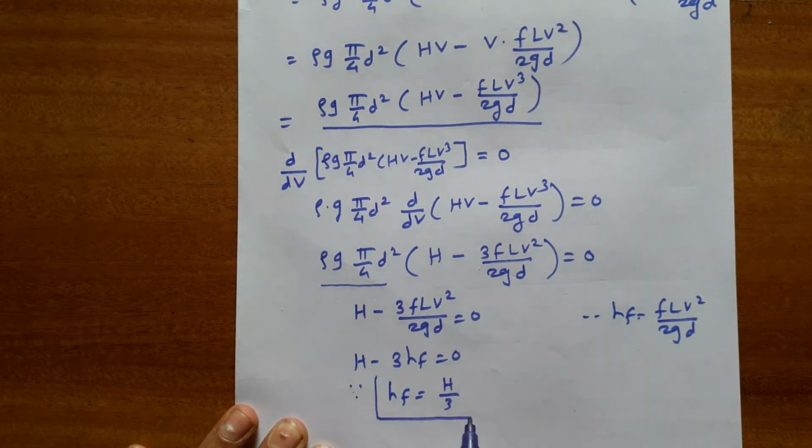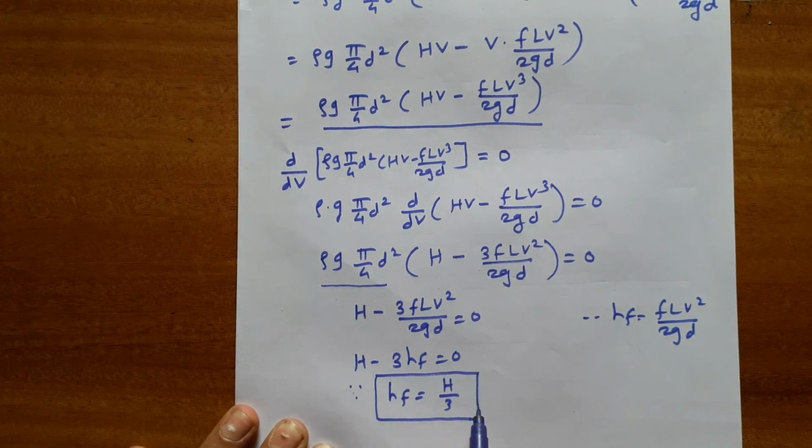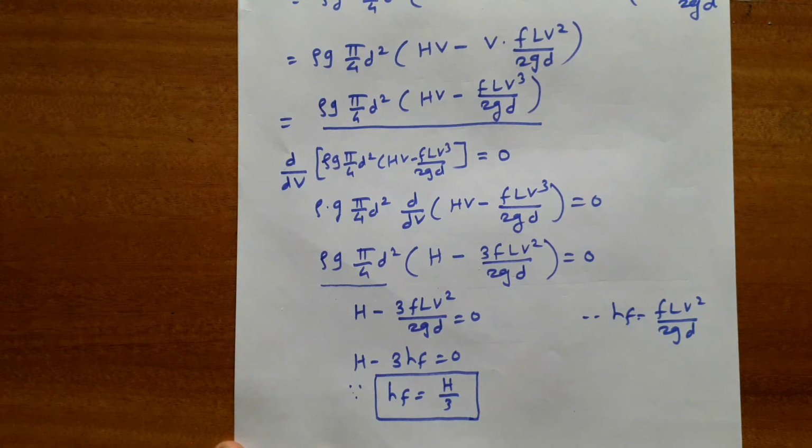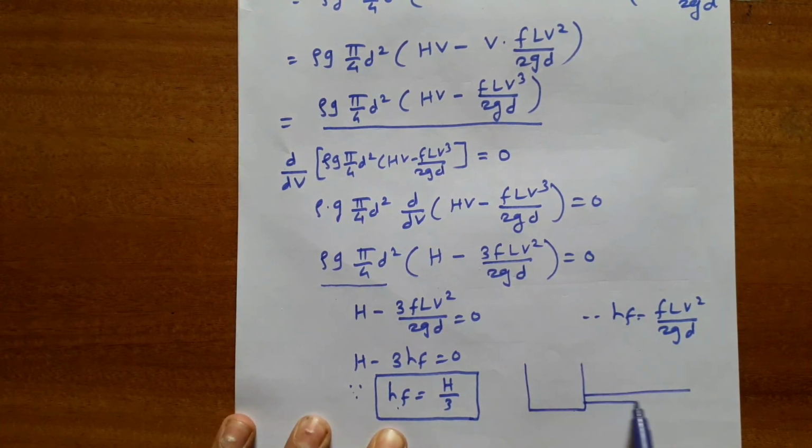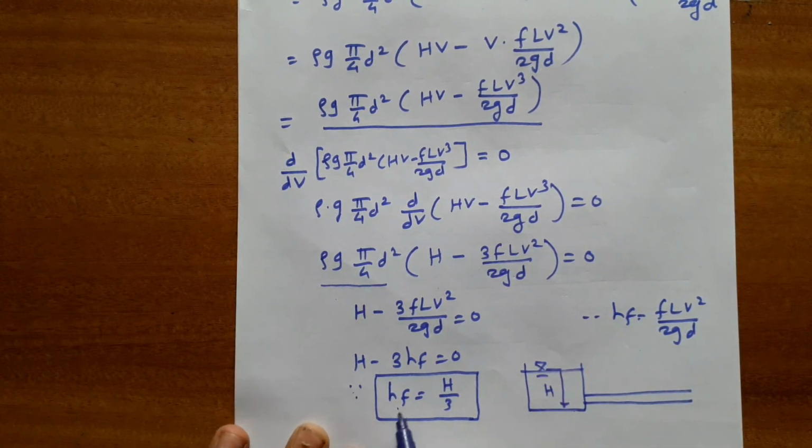HF is equal to H by 3, and this is the condition for maximum transmission of power. This HF value is one third of the head available in the tank. H is the head available in the tank, and HF is the head loss value.